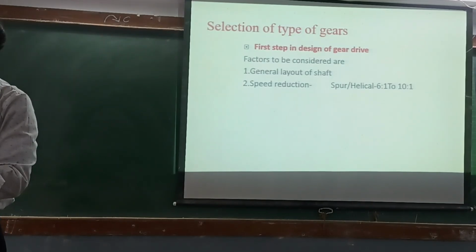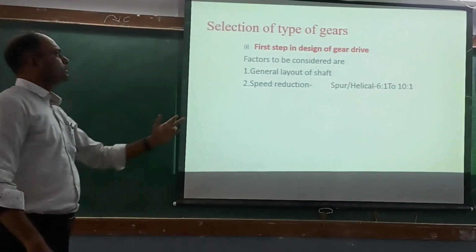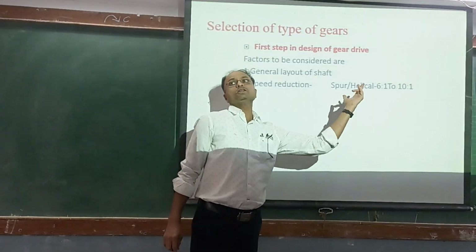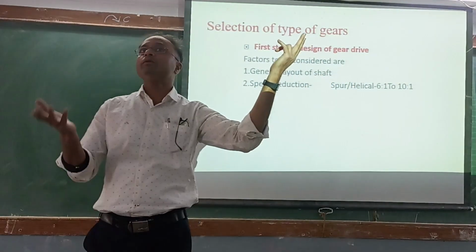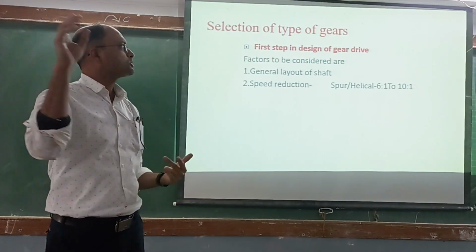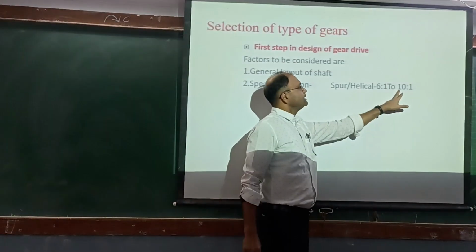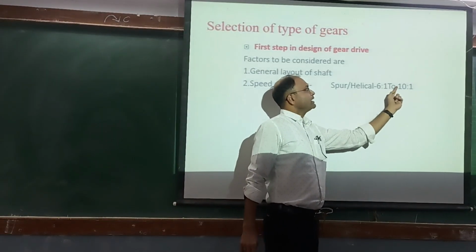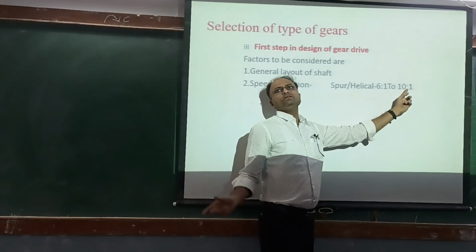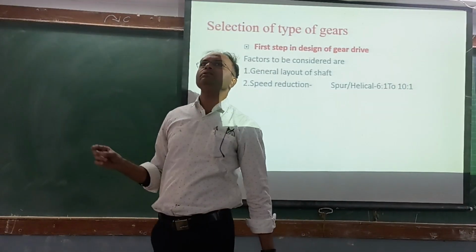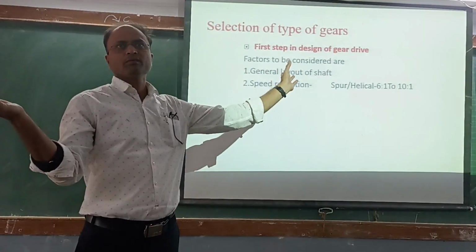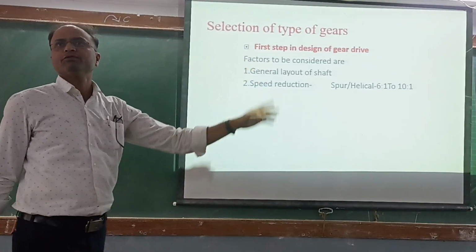What is the second factor of selection? Speed reduction. How much speed reduction you want, or how much speed increase we want. Based on that, we have to select spur and helical gears up to a maximum of 10:1. But in most practical cases, they are used with a speed ratio of 3 to 4.